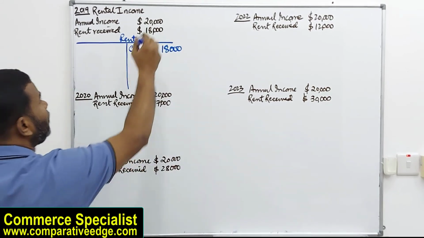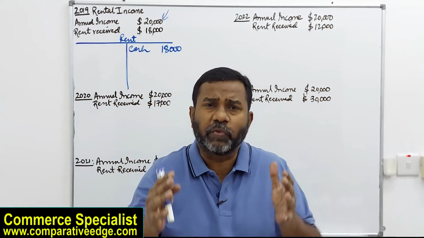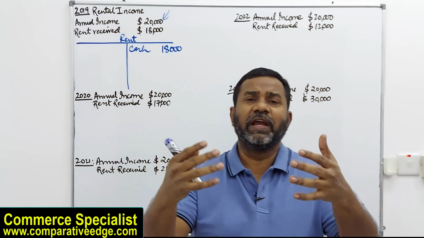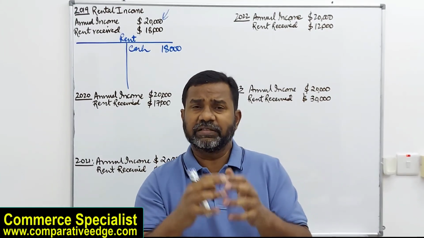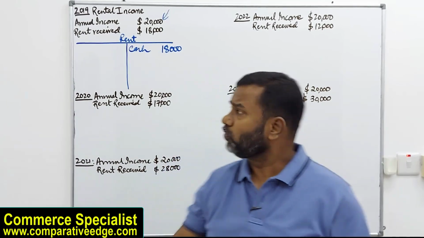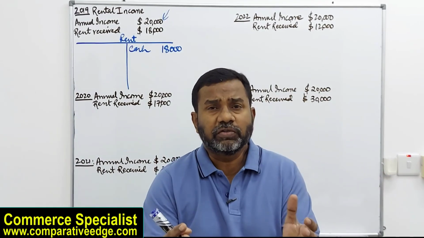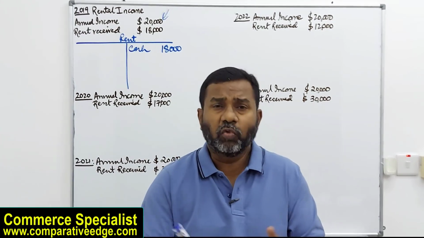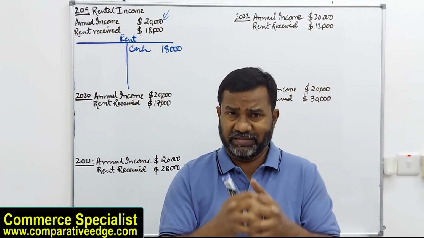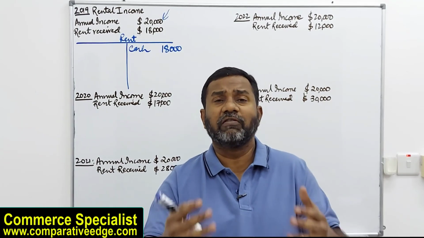Not forgetting the annual rent is 20,000. So the rent for the year is 20,000. We have only received 18,000. That means there is an accrual, there is a receivable of rent at year end. 20,000 is the annual rent. We have only received 18,000. That means another 2,000 we have to receive at year end. What we have to receive at year end is an accrual of income.